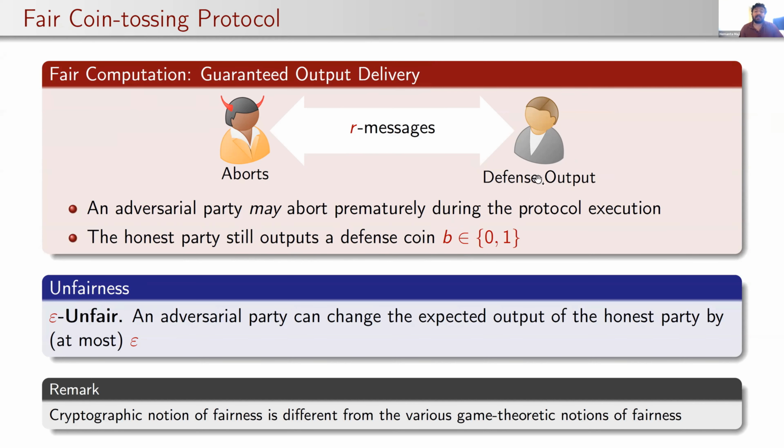We call this bit his defense output. And an adversarial party can try to change the expected output of the protocol. If it can change it by at most epsilon, then we say that the protocol has epsilon unfairness. I introduced this notion and I remark that this is very different from the typical game theoretic notions of fairness. If there are any questions about this model, this is a good time to discuss that.